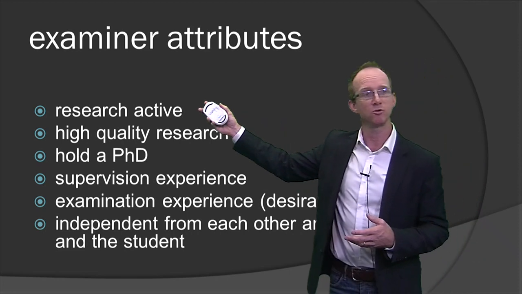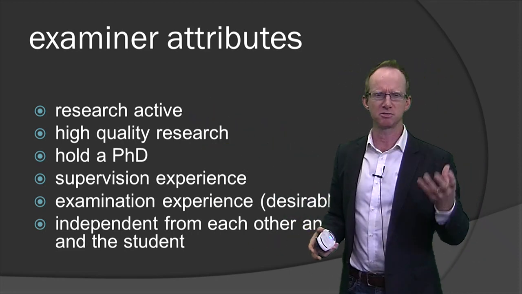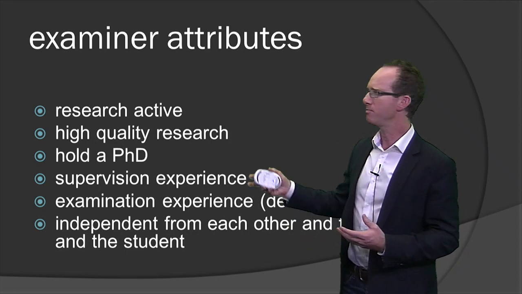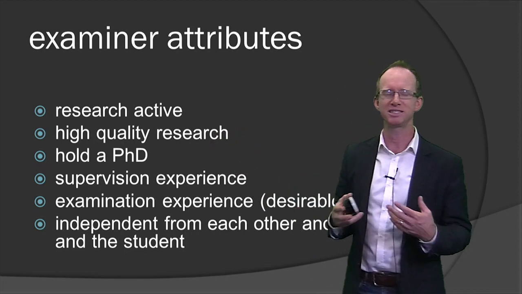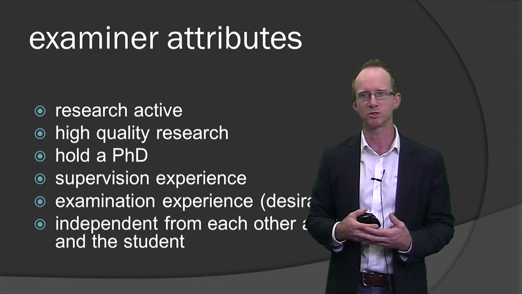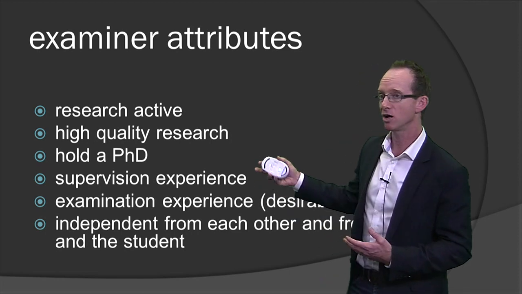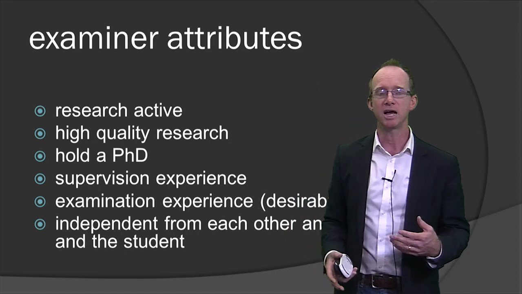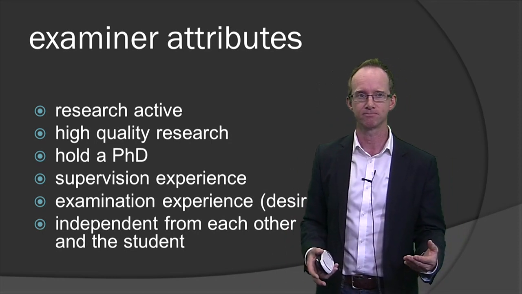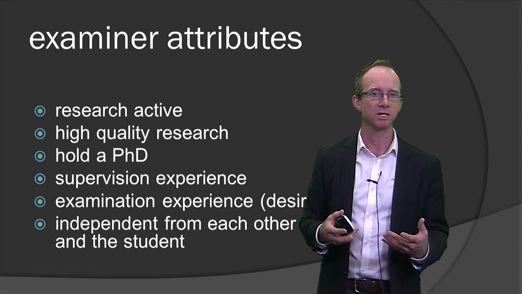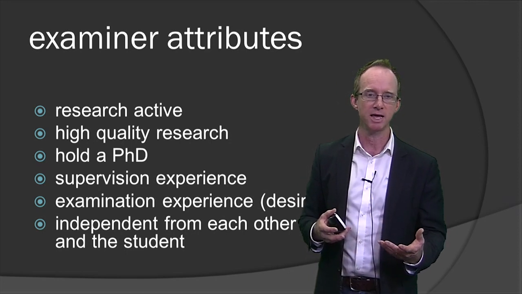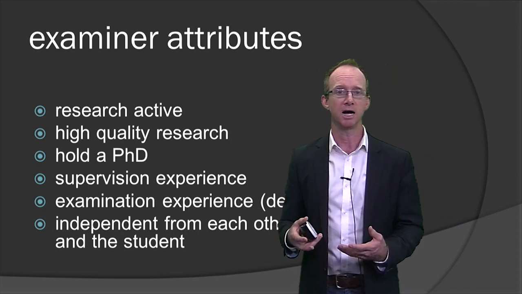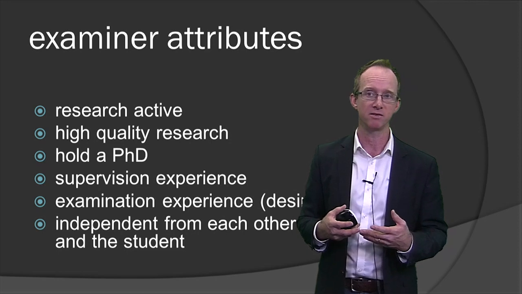And they have to satisfy a number of attributes. Firstly, you'd hope they would be research active, and I'm sure that all of you would be able to tell if someone's research active or not. And that research should be high quality research, and these 2 aspects seem pretty self-explanatory and pretty obvious. They also have to hold a PhD if they're to examine a PhD. If they're examining a master's degree, they have to at least hold a master's degree. So that's a general rule of thumb. Now, sometimes there are exceptions to that, and that can be where someone has particular relevant industry experience, and cases can be made for that to happen.